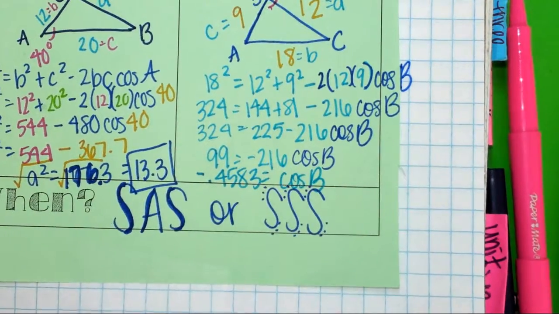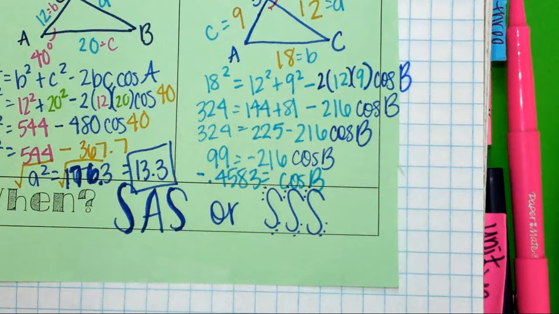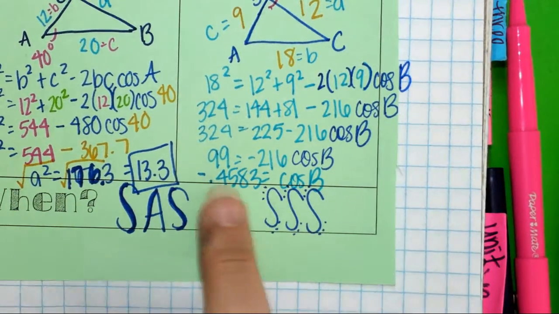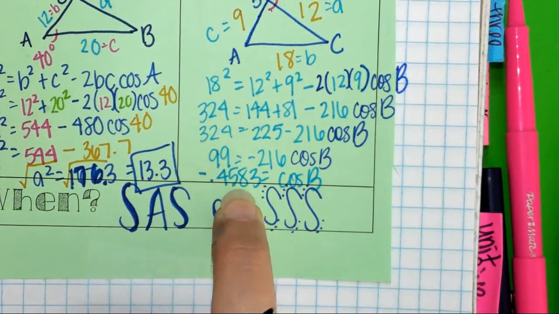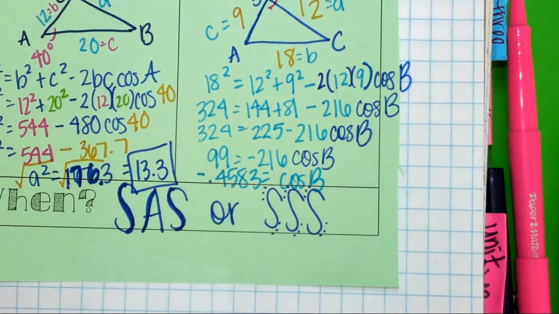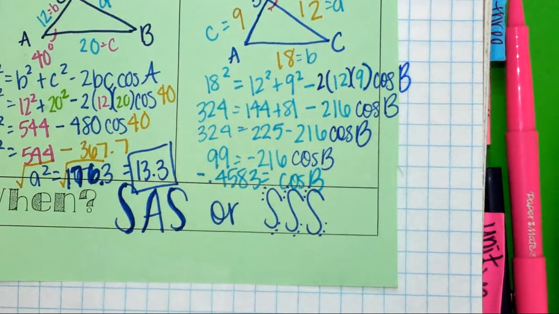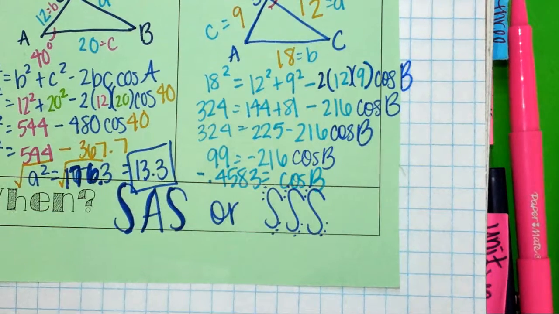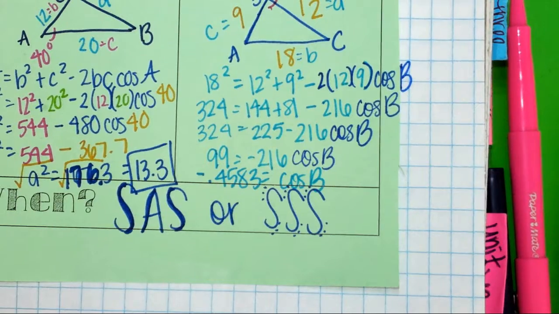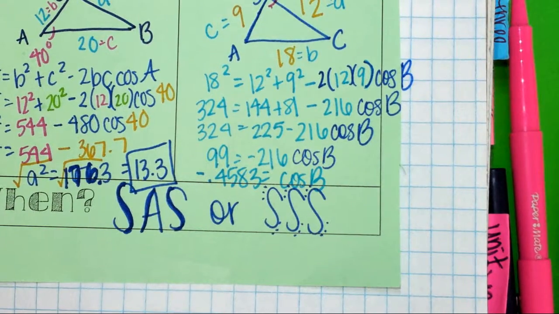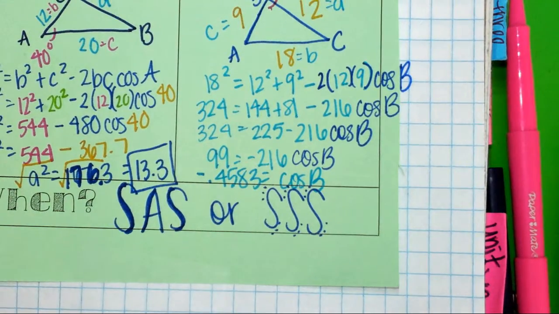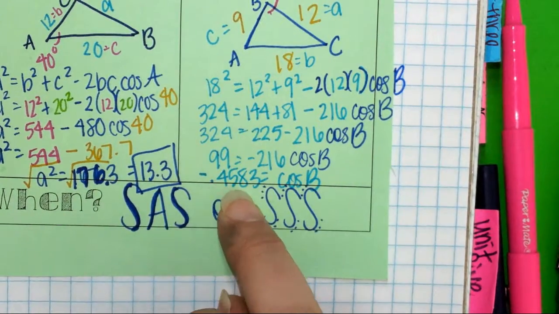But how do we find B? How did we get this? You divide 99 by negative 216. Try it again. I just want you to type in 99 divided by negative 216. Oh, you're going to do the inverse. And why would we do the inverse? Because you're trying to find an angle. So do second cosine and then type in this number.